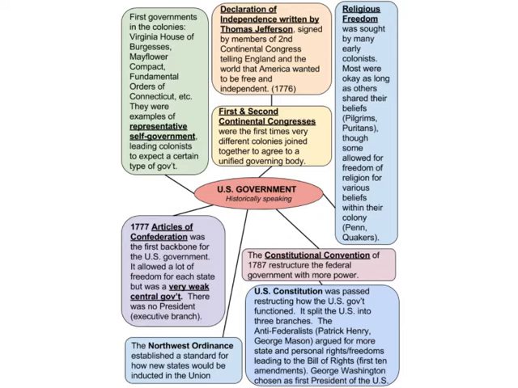Well, the Northwest Ordinance, we see that too. It established a standard for how new states would be inducted into the Union. For some reason, we see that on every test, so know what the Northwest Ordinance is. It's about gaining new states into the Union in an organized fashion.